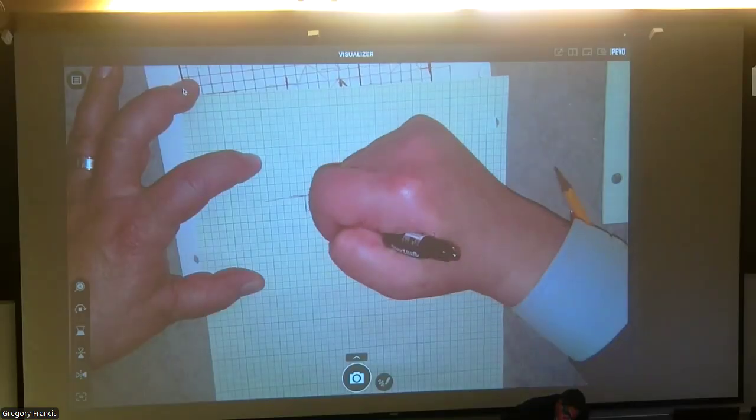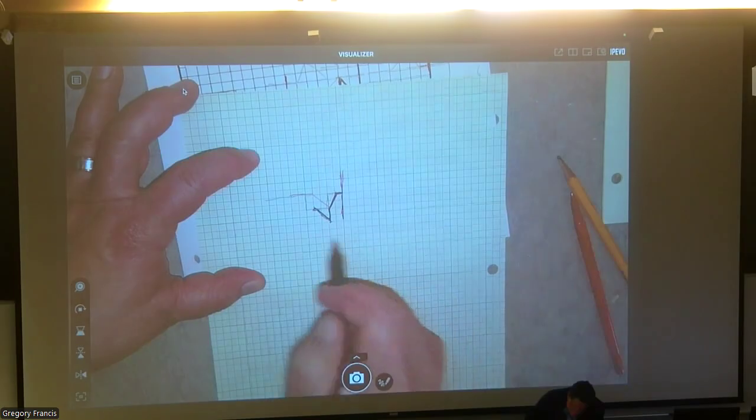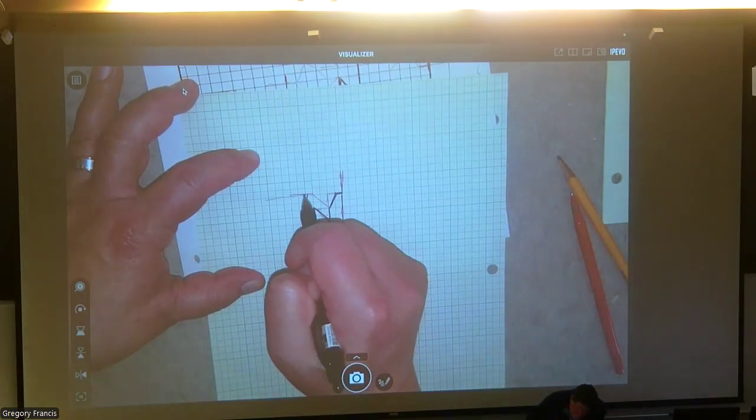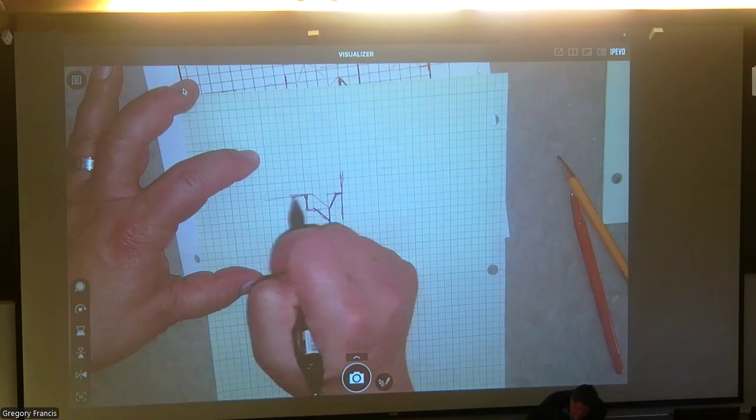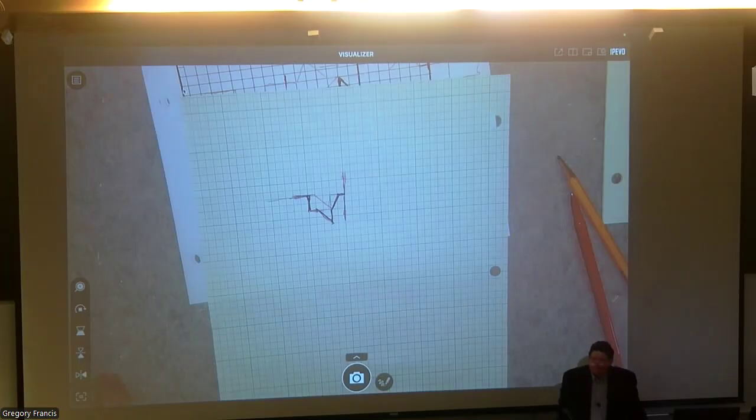And so it's gonna go like this. And then I'm just gonna have the square pulses all like that. Okay.